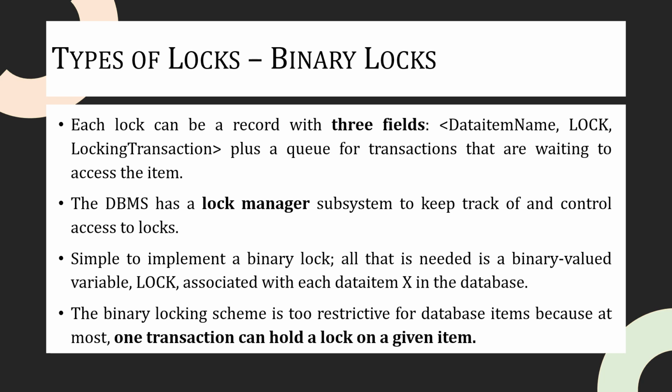Binary locking is very simple to implement. All that is needed is a binary valued variable, lock. Based on the value of the lock, we can determine whether the data item X can be accessed or not. But this binary locking scheme is too restrictive for database items because at most one transaction can hold a lock on a given item. So only one transaction can hold a lock on a given item, which is too restrictive.